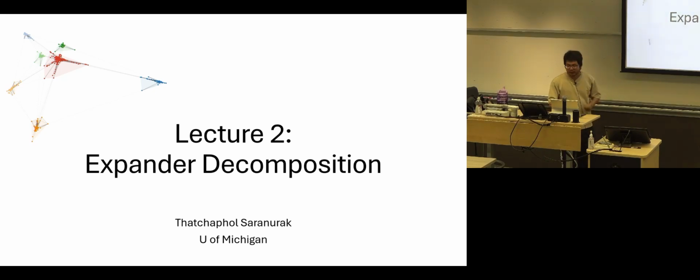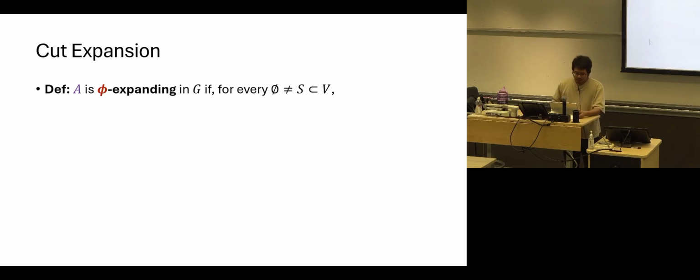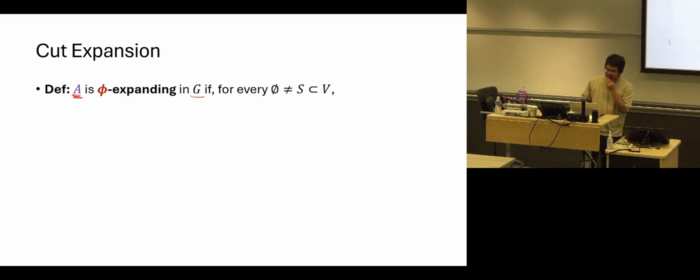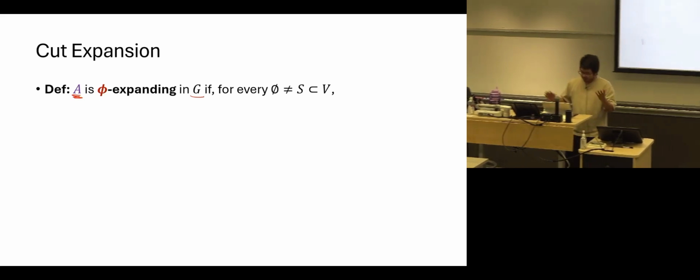So today we will talk about expander decomposition, and let me recall the concept from last time. We talked about the notion of cut expansion, which we said that a node weighting A is expanding in G. Okay. The node weighting A is expanding in the graph G if what is the case?